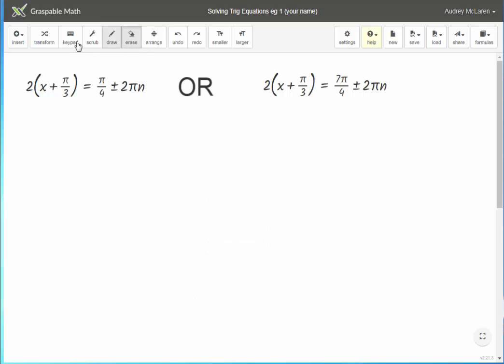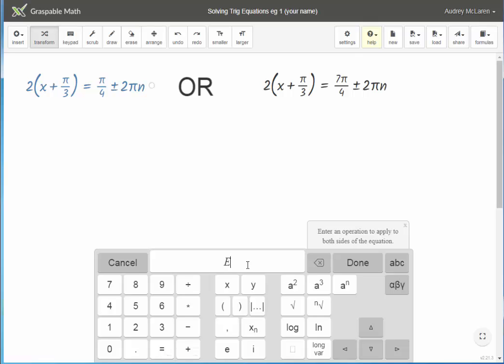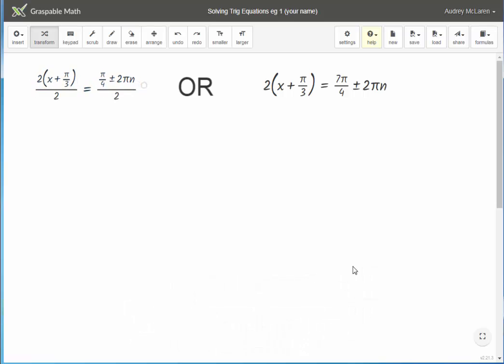So the first thing you'd want to do probably would be to divide by the 2 here on both sides of the equation, whether it's in the first equation or the second one. That would be your first step. And you can get Graspable Math to do that in two different ways. One of them is to just hold down on the equal sign for a few seconds. And this pops up. Capital E stands for equation. So you can tell Graspable Math what you want to do to both sides of the equation. So I'm going to say divide by 2. And I hit done. It does that. So that's one way to do it.